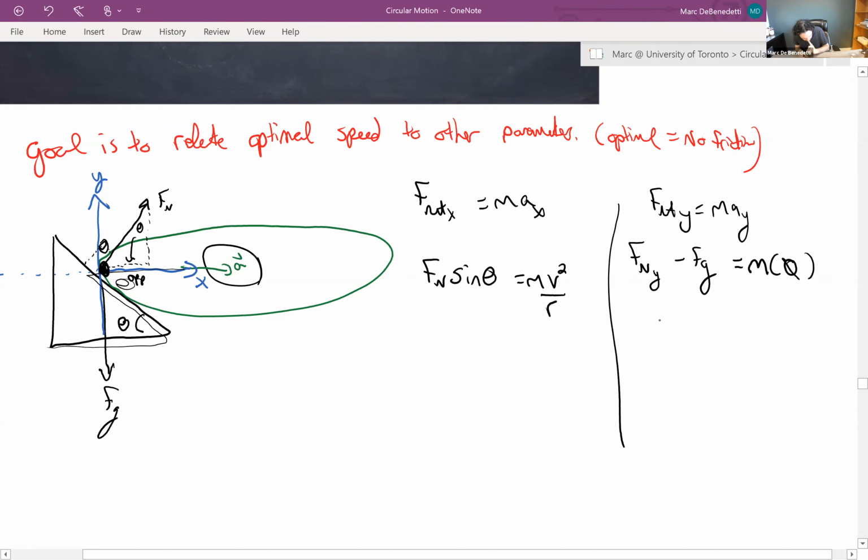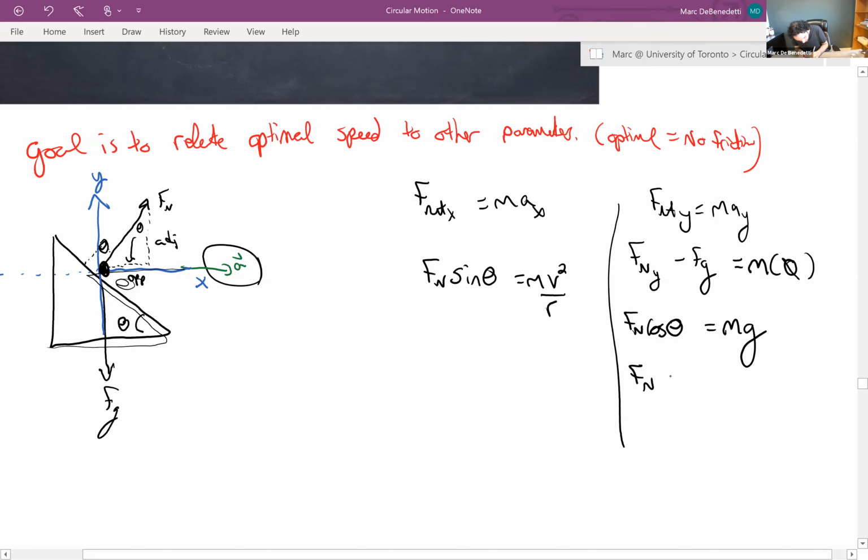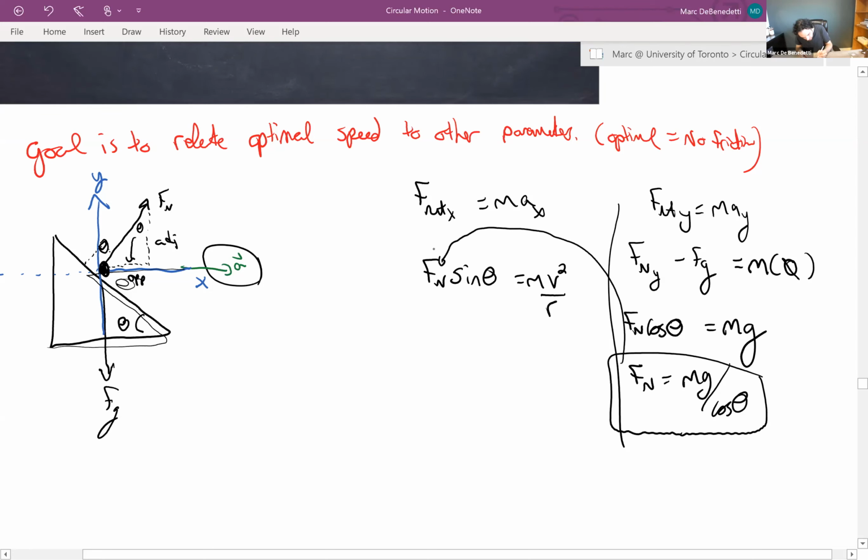Okay, geometry. Fny is going to be the adjacent, ADJ. So this is going to be cos, right? So Fn cos theta equals mg. So the normal force is going to be mg over cos theta. All right, so now I know what Fn is. Beautiful. And I can plug this into there.